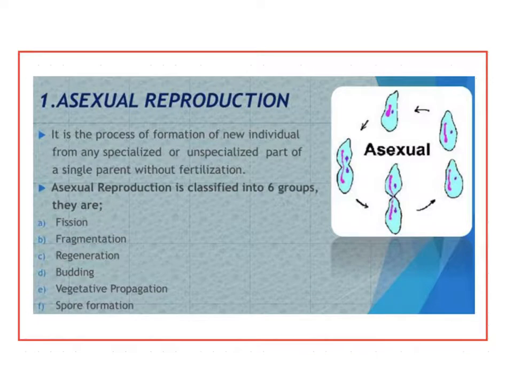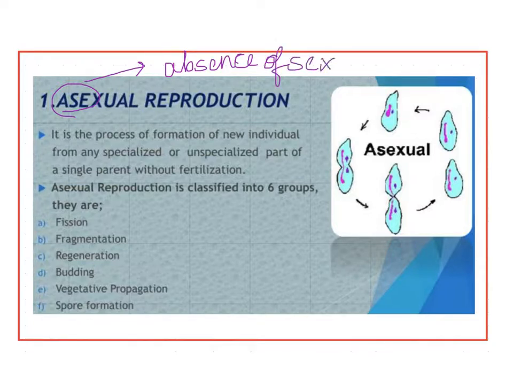As the name suggests, dear student, asexual means absence of sexes. So there is no male and female here. Only one parent is required. So in this process, first of all, only one parent is required. So asexual reproduction में सिर्फ एक parent होता है. Okay, one parent is required, and that parent is neither mother nor the father. So हम इसे ऐसे categorize नहीं कर सकते whether it is the father or the mother. So there is absence of sexes. So asexual reproduction means one parent is required.